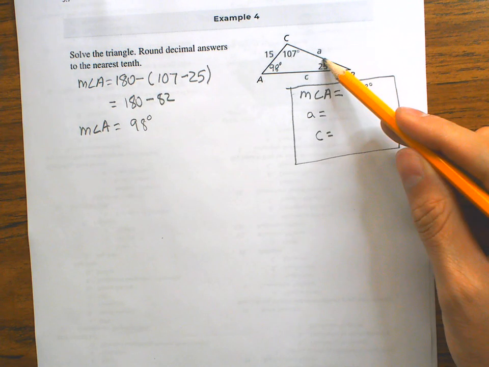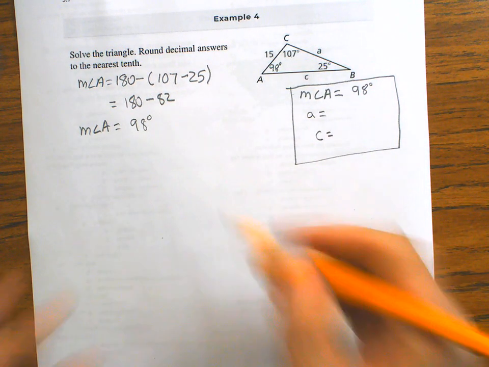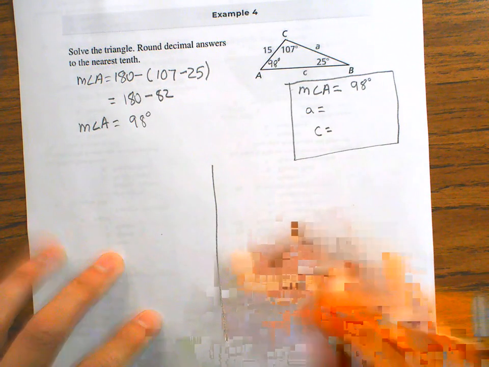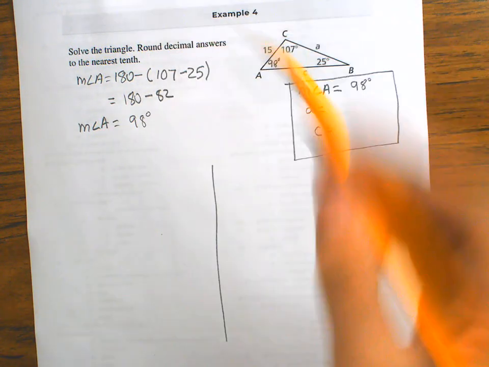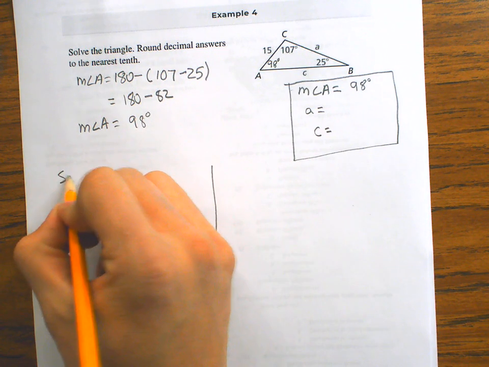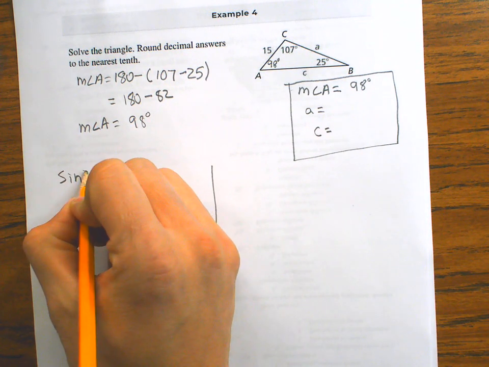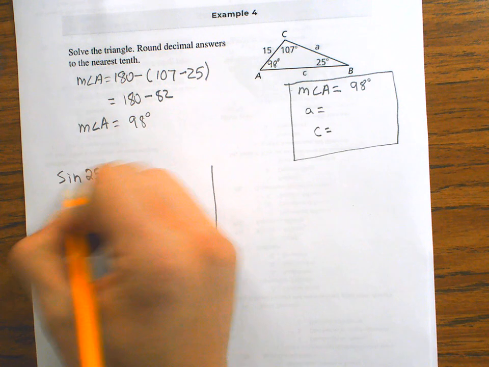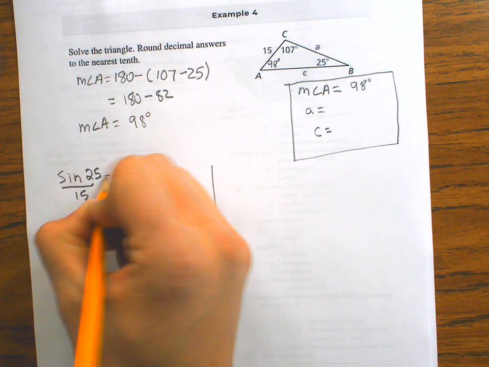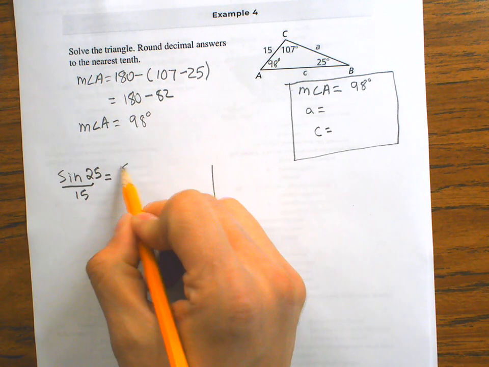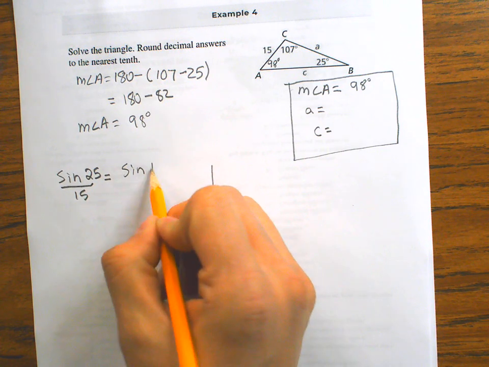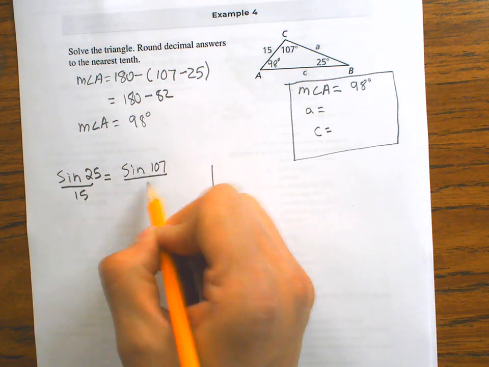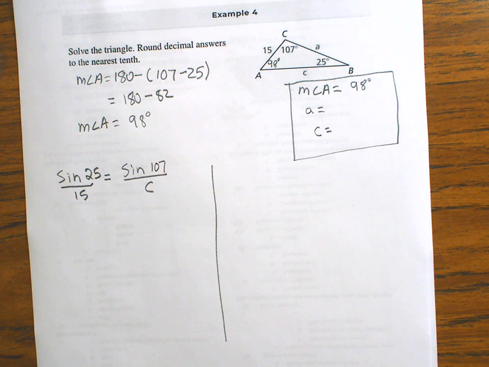Now all we got to do is find out what angle C is, what side C is and what side A is. So I'm going to have to do two different calculations here. Now the only one that I know the angle and the opposite side to is angle B. So the sine of angle B over 15 is going to equal the sine of angle C, which is 107, over C. And that's how I'm going to solve for C.